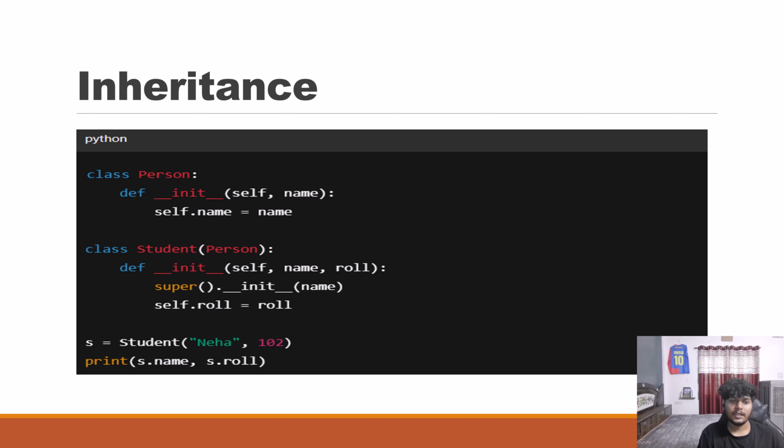Coming to our next topic, inheritance. Inheritance is one of the most powerful features of OOP. Here we have a base class called Person and a child class called Student. The Student class inherits the name attribute from Person using super().__init__(name). We call the parent class constructor inside the child class. It's like saying a student is a person with an extra attribute, roll number. This helps reduce code duplication and improve clarity. This saves time, reduces repetition, and keeps your code organized.